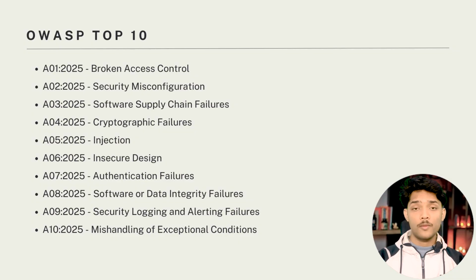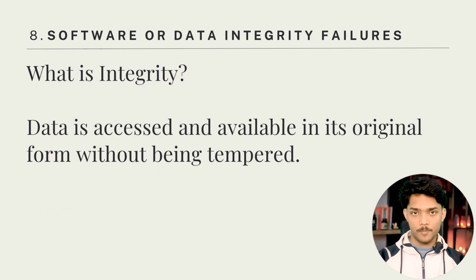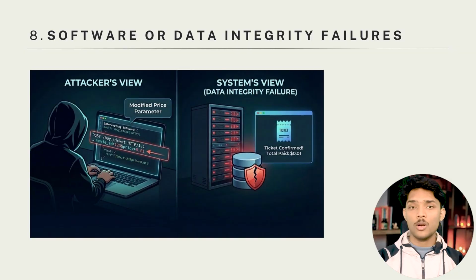Now we have software or data integrity failure. What is integrity? Integrity means that data presented on the website is accessed in its original form. It is not altered, it is not tampered with. But if this vulnerability is present in an application, an attacker, or even a normal user, can alter things from their own side. A prime example is price validation.